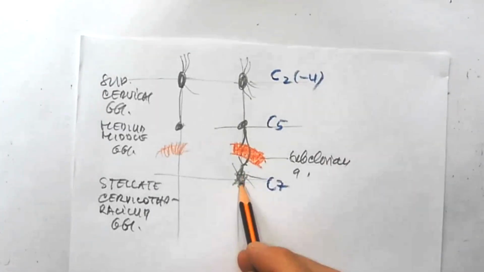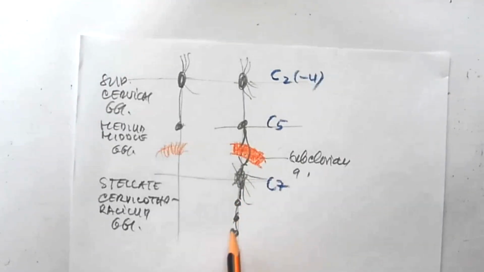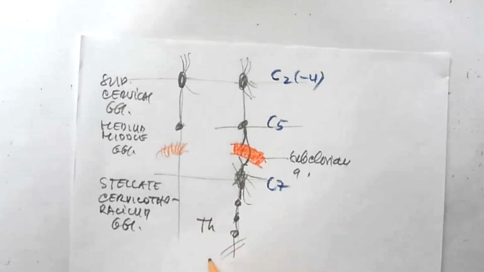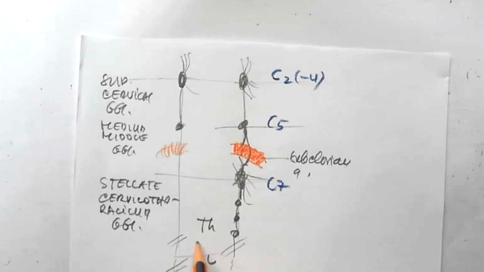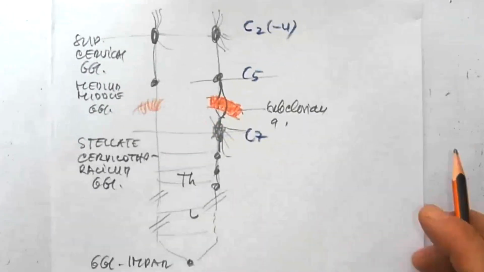Fine. So we see the ganglia, and then follow the thoracic, as we said, and then the lumbar, etc. Right? And then finally interconnections, and finally there is the ganglion impar, also interconnected with the contralateral side. This is of the opposite side, sufficient.